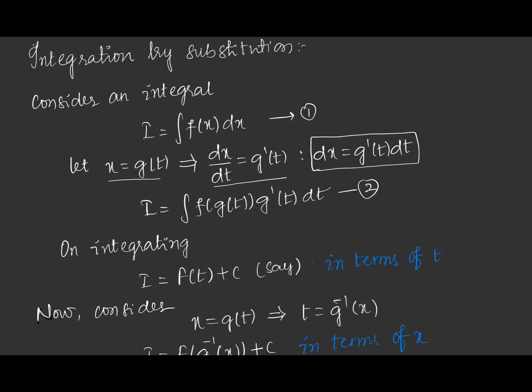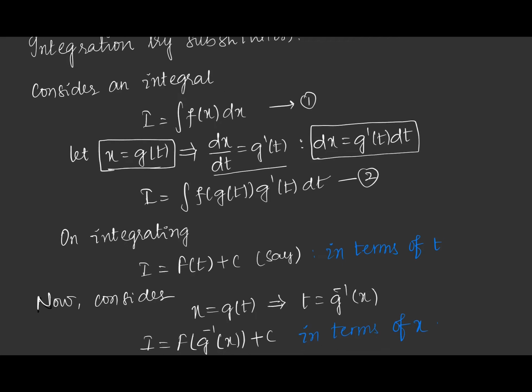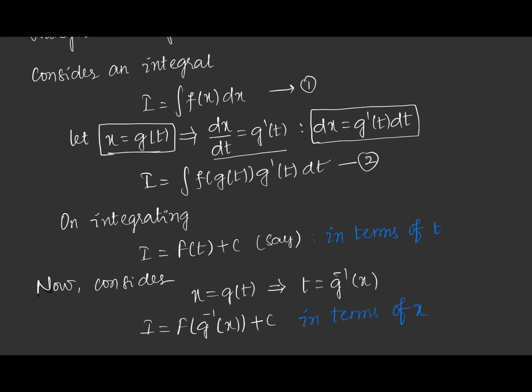So now we have two transformations, one for x and the other for dx. Substituting x equal to g of t and dx is equal to g dash of t into dt, the given integral 1 takes the form I is equal to integration f of g of t into g dash of t into dt. The second integral is simple compared to the given integral 1. On integrating the integral 2, we will get I is equal to F of t plus c. Say F of t is the integration of 2.